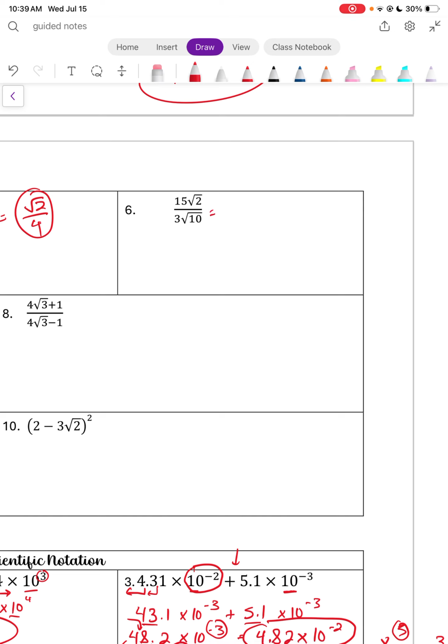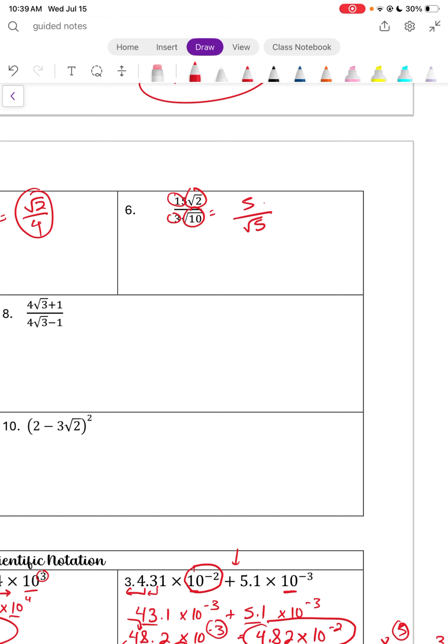15 and 3 are alike. 15 divided by 3 gives you 5. Root 10 and root 2. So since the root 10 is on bottom, we're going to treat this more like a simplifying. We're going to get root 1 and root 5. Now, the root 1 we know is just 1, so we don't have to put it. But 5 over root 5, we have a rule with radicals. We cannot leave a radical on bottom. So we're going to do what's called rationalizing.